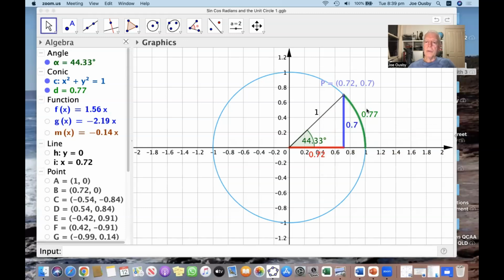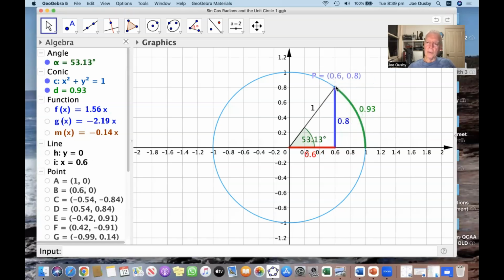So in radian mode, what would be true is that the cosine of 0.77 would be 0.72. And of course, the sine of 0.77 would be 0.7. That's if you had the calculator in radian mode. Of course, if you had it in degree mode, the sine of 44.33 would be 0.7, and the cosine of 44.33 would be 0.72. But let's just take a look what happens if we make the angle bigger.